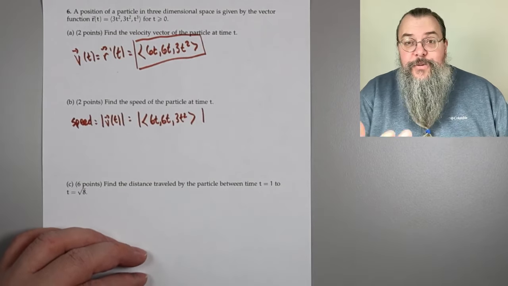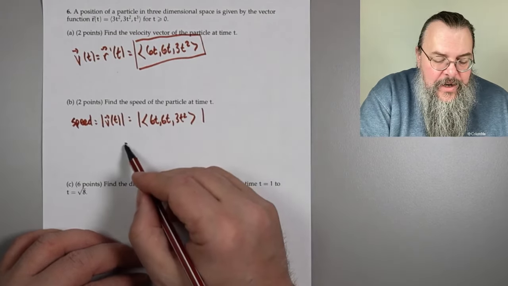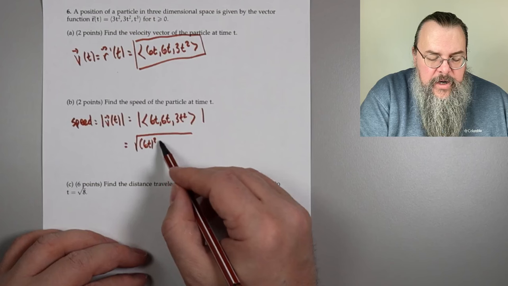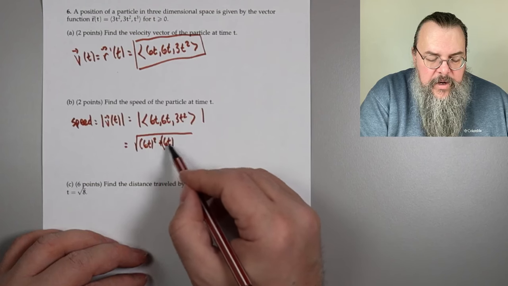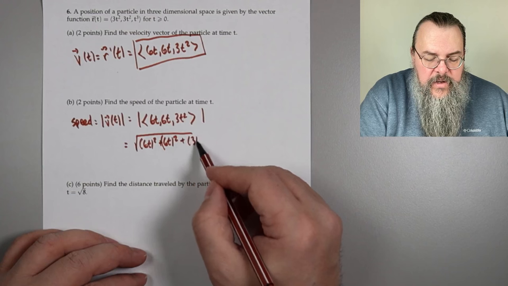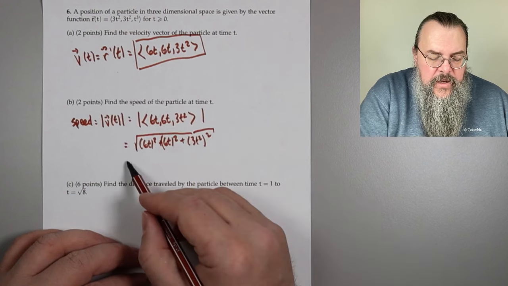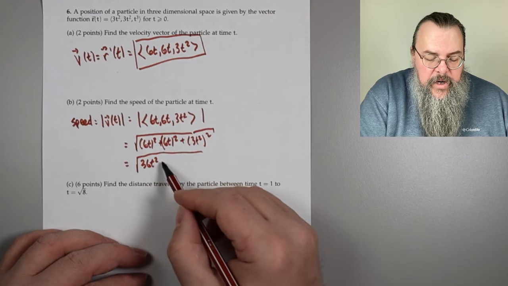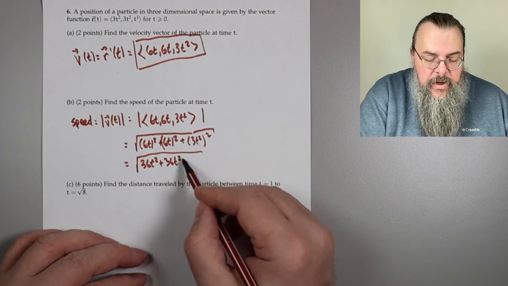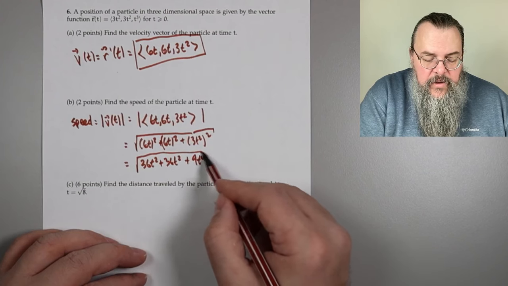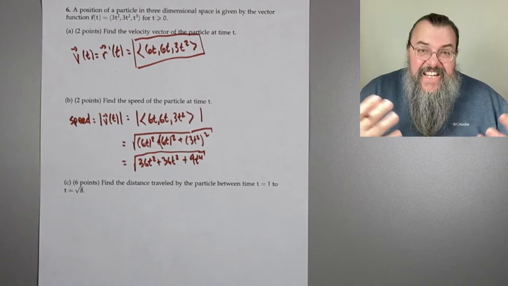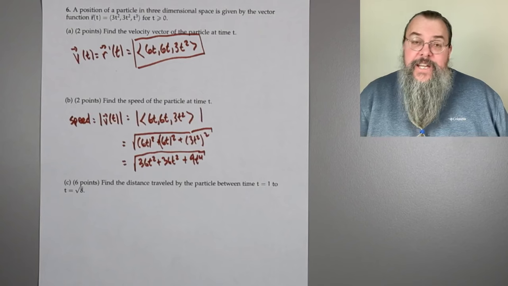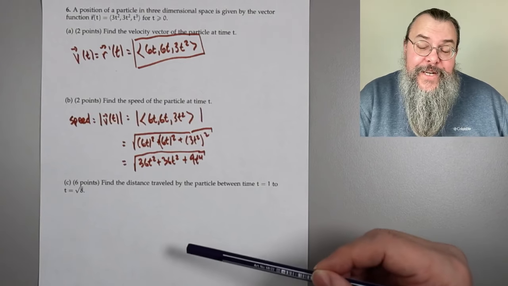Okay, so we have to compute this. Well, all right, that's the square root of 6t quantity squared plus 6t quantity squared plus 3t squared quantity squared. All right, well, that's the square root of 36t squared plus 36t squared plus 9t to the fourth. Now, technically that's a correct answer. We're going to improve on it by cleaning it up because I see a part C coming.